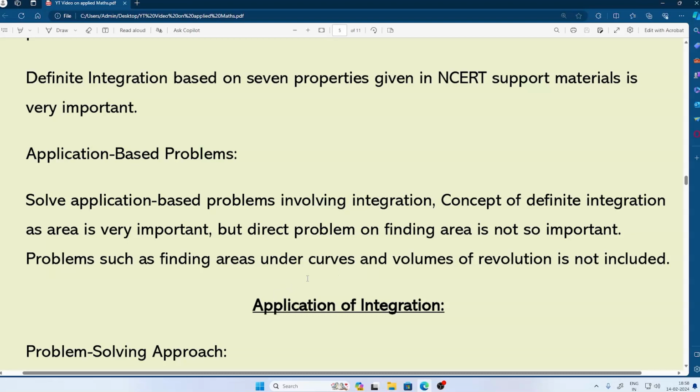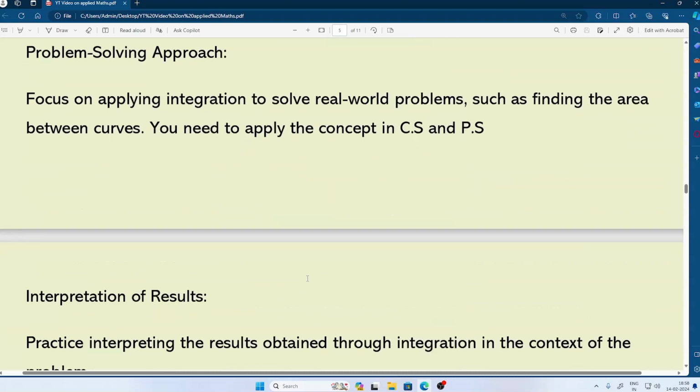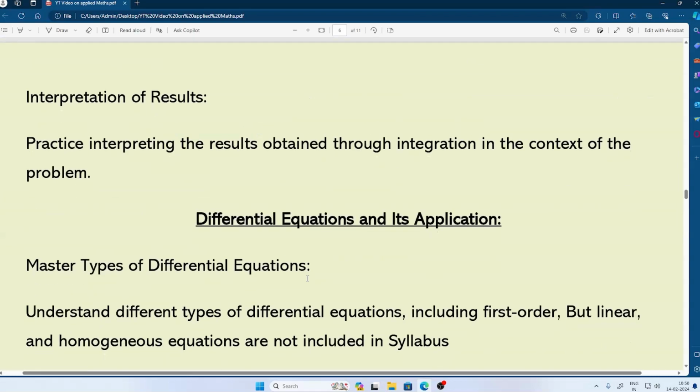Okay, and then there are the properties of definite integration. Properties of definite integration are always important, but go through those properties which are there in the NCERT support material. You need not do anything else. Only 15 marks will be there. So before the exam, you have to focus on application. These applications are very important: application of derivative, application of integration.